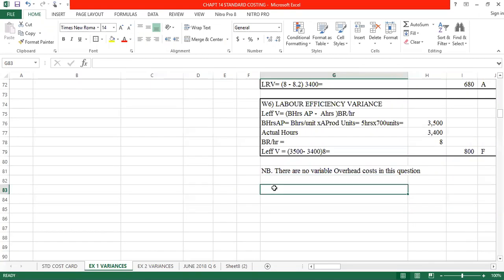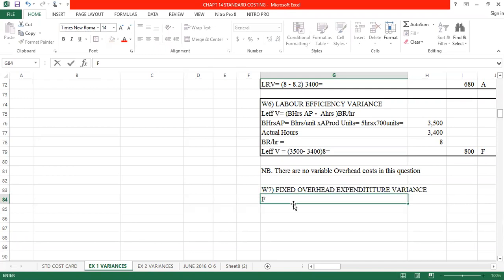So next number, working 7. Working 7 is fixed overhead expenditure variance. This is normally the easiest of all. Fixed overhead expenditure variance is equal to budgeted fixed overhead expenditure minus actual fixed overhead expenditure. And you get your answer.